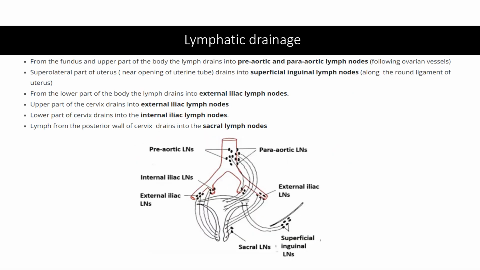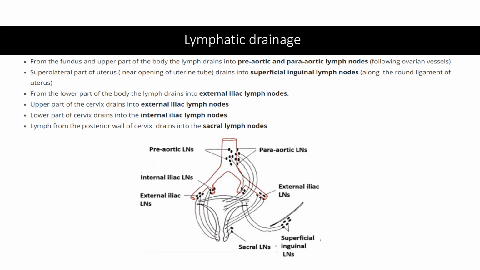Lymphatic drainage: the lymph from the fundus and upper part of the body of the uterus drains into the pre-aortic and para-aortic lymph nodes following the ovarian vessels. The superolateral part of the uterus near the opening of the uterine tube drains into the superficial inguinal lymph nodes along the round ligament of the uterus. From the lower part of the body, the lymph drains into the external iliac lymph nodes.